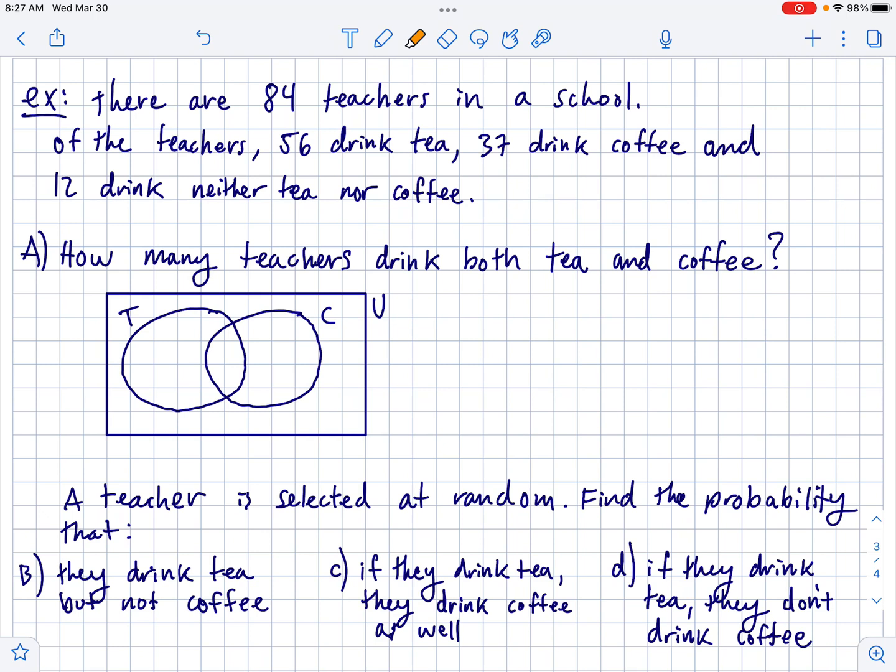So there's 84 teachers in a school, and of those teachers, 56 of them drink tea, 37 drink coffee, and 12 drink neither tea nor coffee. We need to figure out how many teachers drink both tea and coffee.